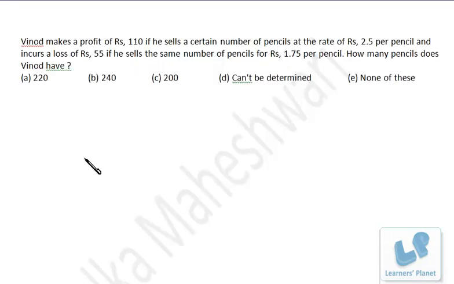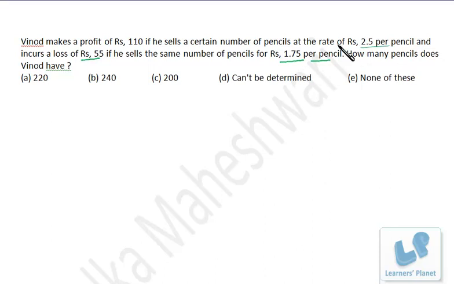Let's take this problem. Vinod makes a profit of rupees 110 if he sells a certain number of pencils at the rate of rupees 2.5 per pencil, and incurs a loss of rupees 55 if he sells the same number of pencils for rupees 1.75 per pencil. Now, how many pencils does Vinod have?